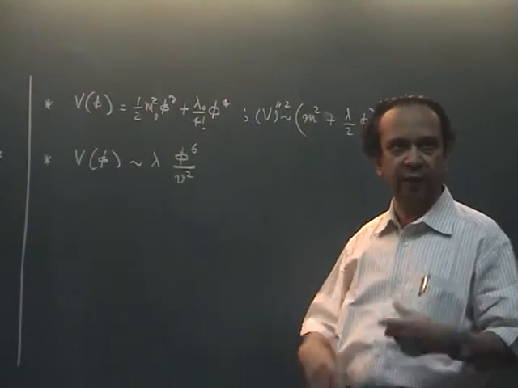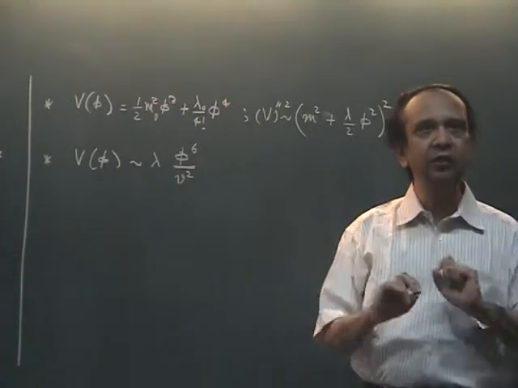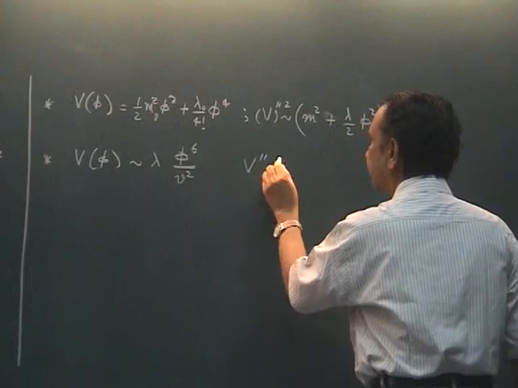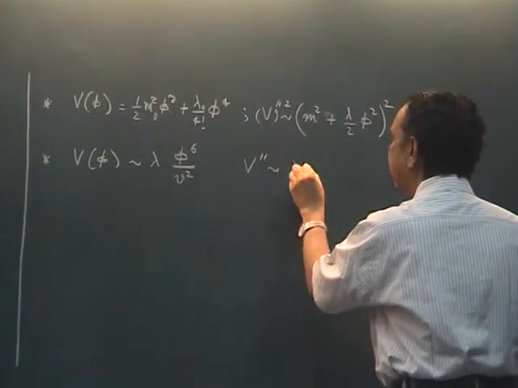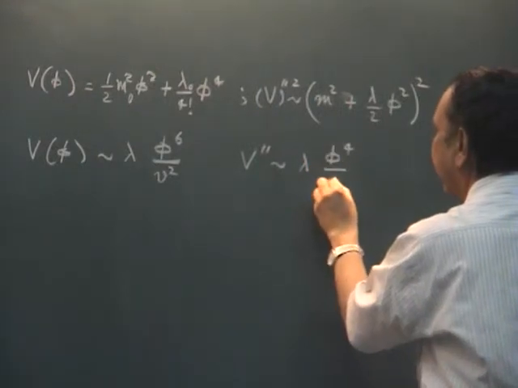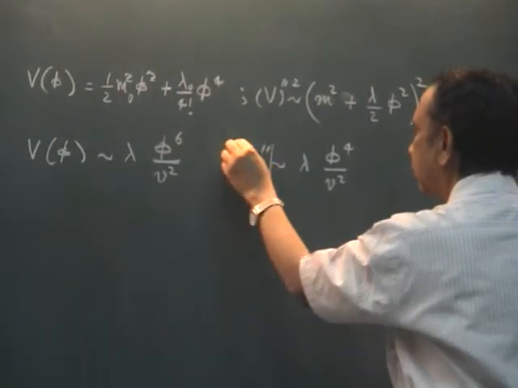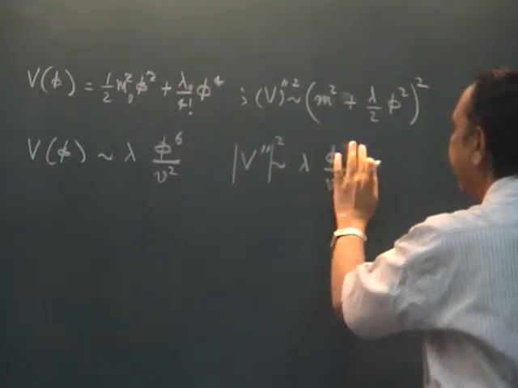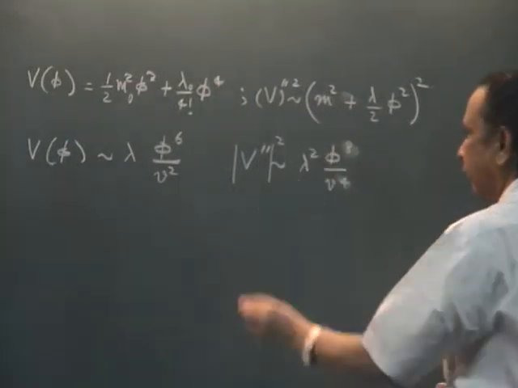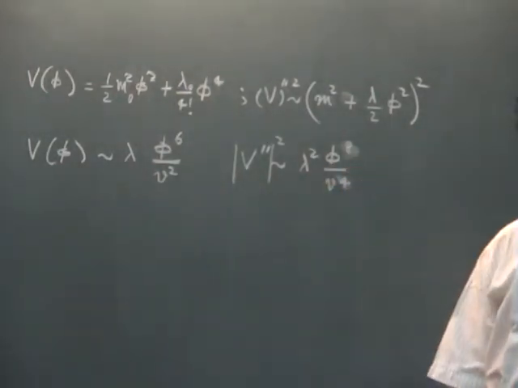Of course, lambda by V square is the coupling constant. But you can keep lambda as dimensionless and introduce an energy scale. Now suppose if you calculate V double prime, you are going to have a term which goes as lambda phi to the power 4 by V square. So the square of that is going to give me phi to the 8 by V4 lambda square. So you started with phi to the 6, but now you have generated a phi to the 8.